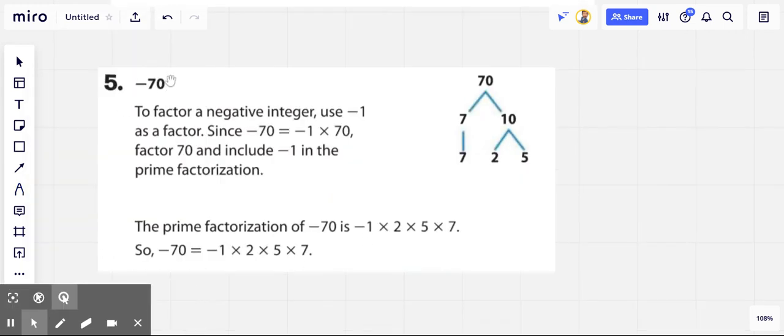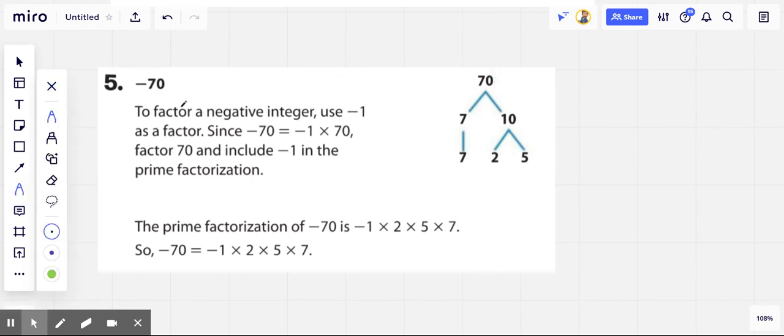Let's take a look at this one. This one has a negative number. This is negative 70. To factor a negative integer, like negative 70, use negative 1 as a factor. Since negative 70 equals negative 1 times 70, factor 70 and include negative 1 in the prime factorization.